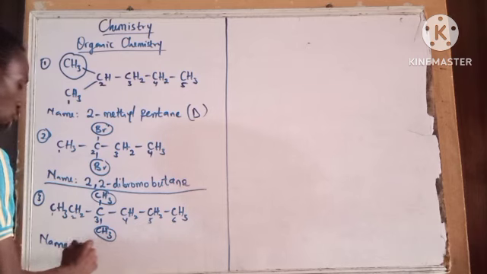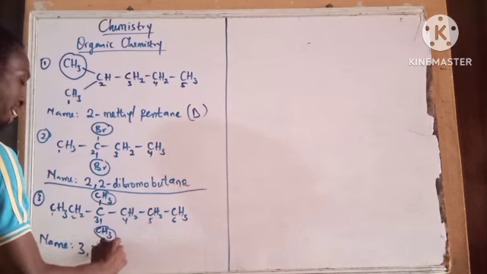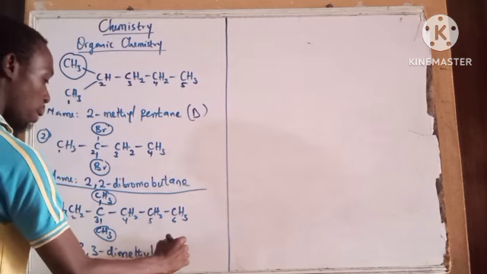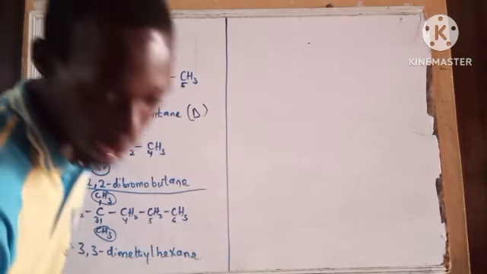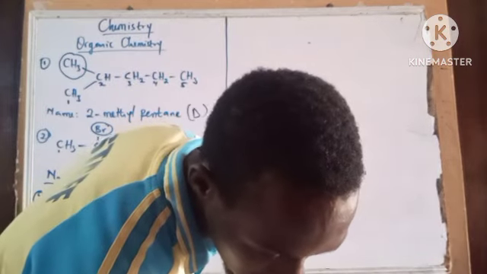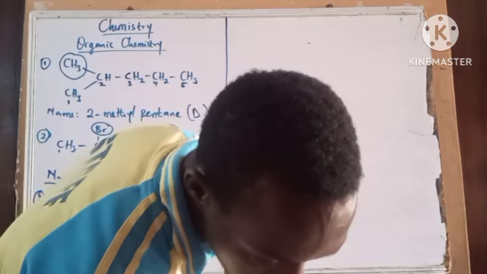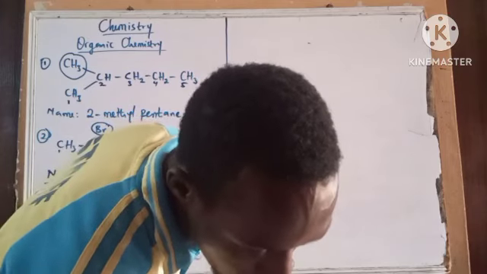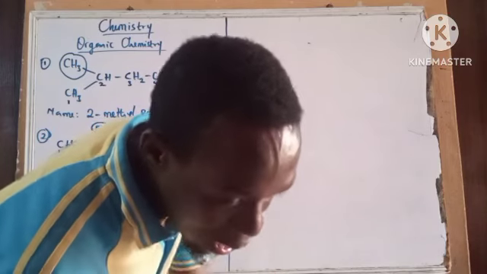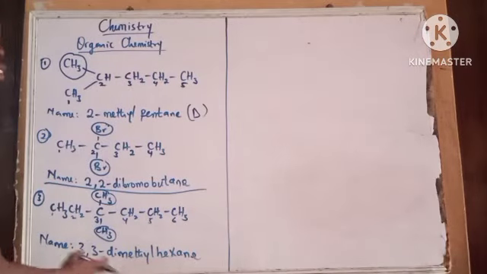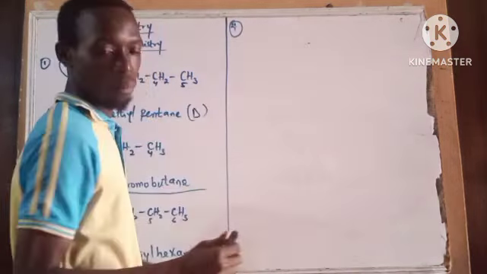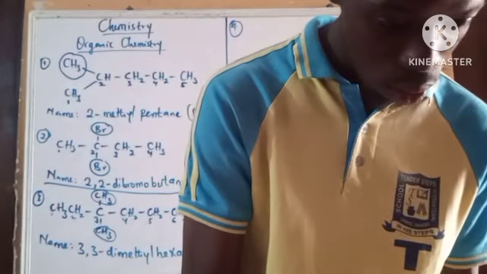So this will be 3, 3 dimethyl hexane. Here they are saying it should be isoheptane. They want it to be a heptane compound, but this is the real way of naming it. So we have 3, 3 dimethyl hexane. Now let's go to question 4.